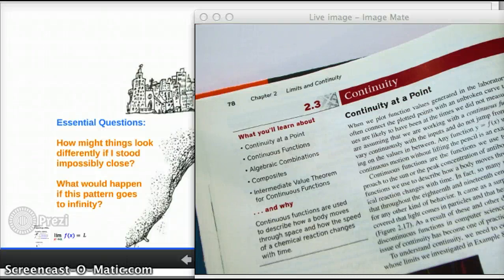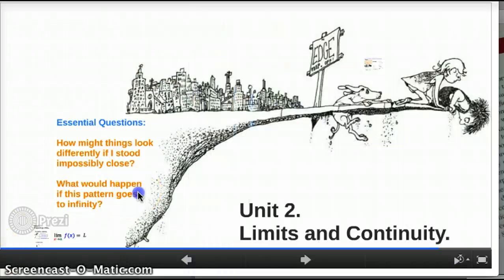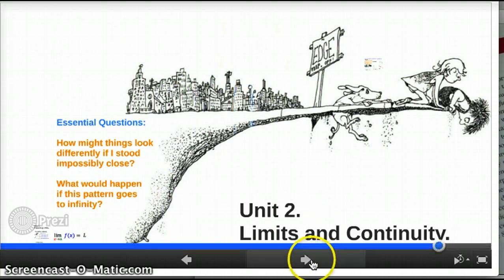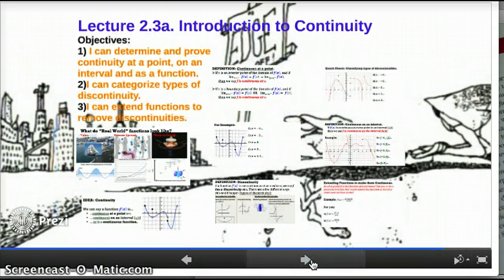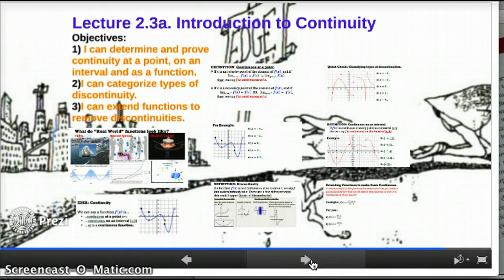Lecture 2.3a, Continuity. Now that we've studied limits and we understand how they work, it's time to see why they really matter. And that involves a concept called continuity. By the end of this video, you should be able to determine whether a function is continuous at a point or on an interval, and you should be able to categorize types of discontinuity and extend functions so that you get rid of these things called discontinuities.